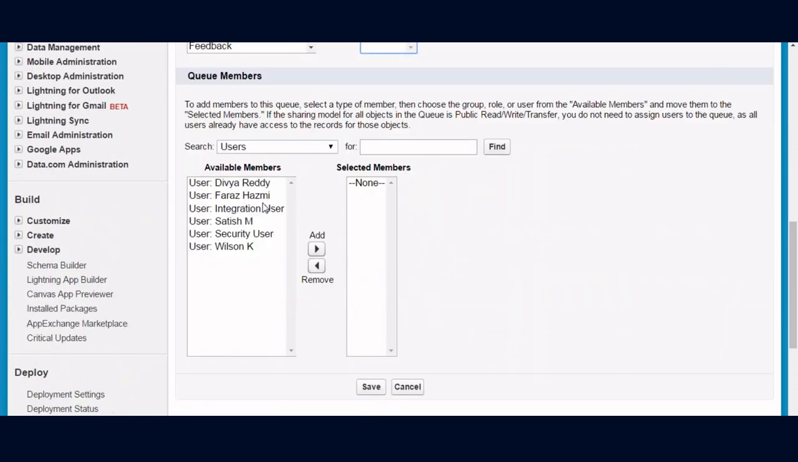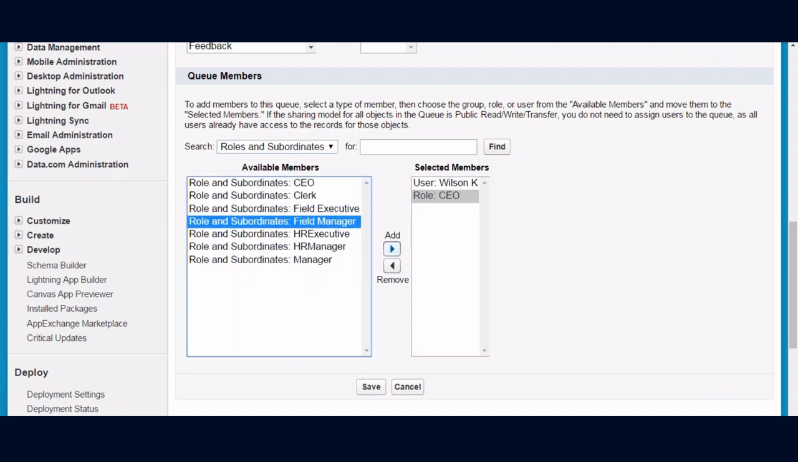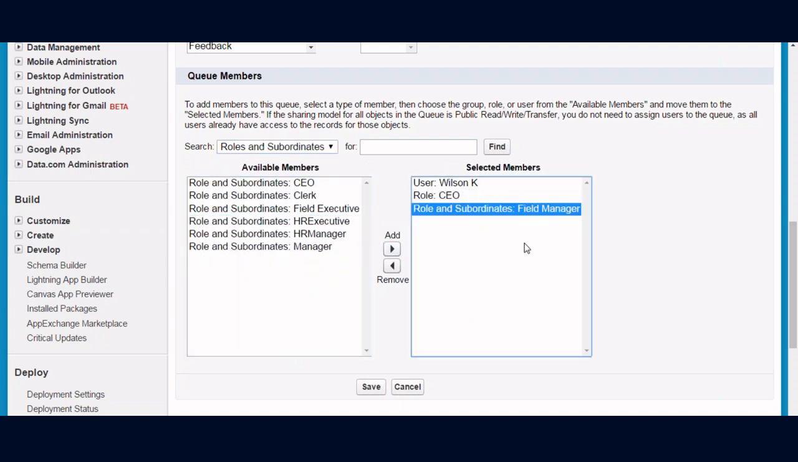Now, who are the members of the queue? I told Wilson, user with the role CEO, user with the role and subordinates of field manager. Who can be the members of the queue? Wilson, user with the role called CEO, role and subordinates of.